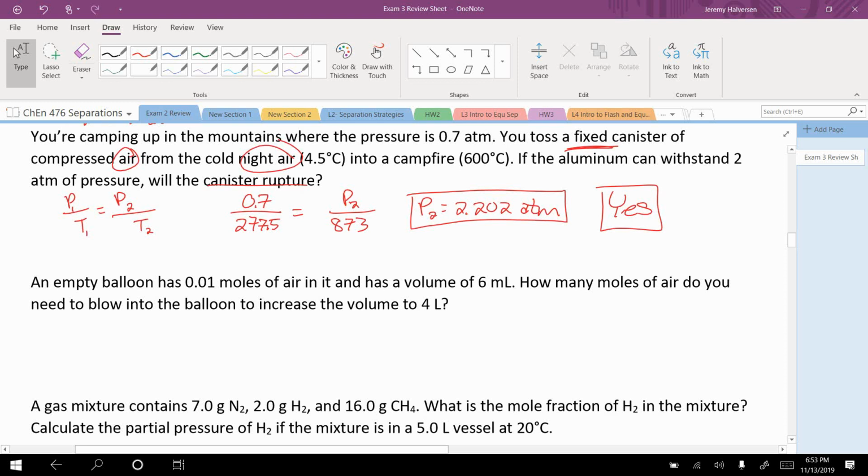I should have said if the aluminum can withstand. So, no, if the aluminum can withstand is what I was saying. The aluminum, like the metal, can withstand. But it's confusing because it's an aluminum can. You're right, that was confusing. If an aluminum can withstand.